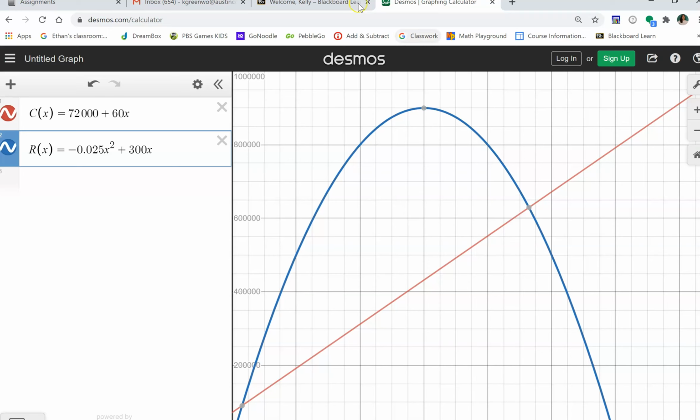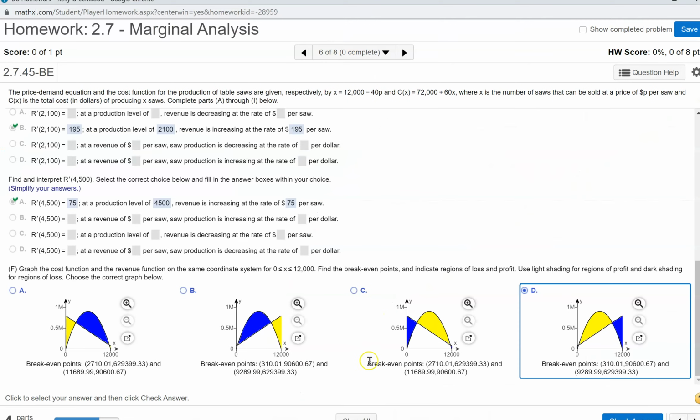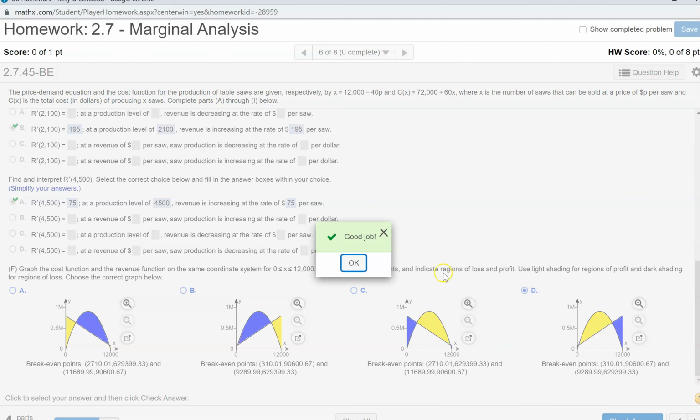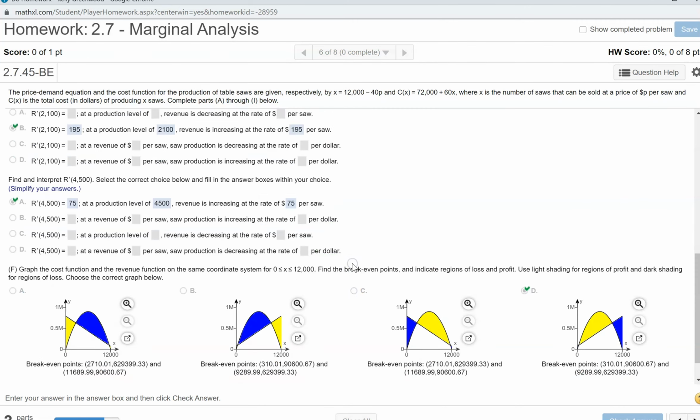9,289 saws. So coming back here to our question, D looks about 310 saws, about 200. Yep, okay, that looks good. So I'm going to check my answer. Yay, we got that one right.